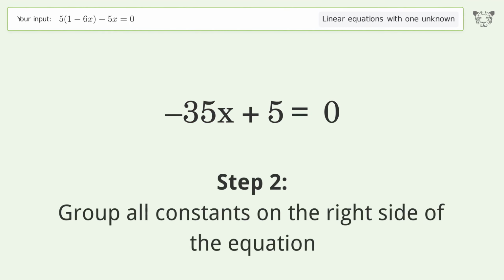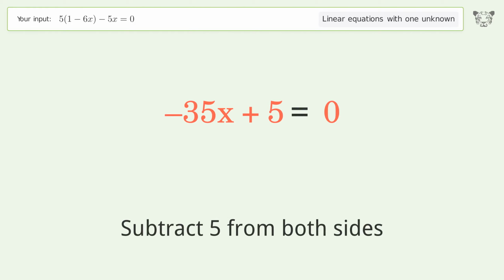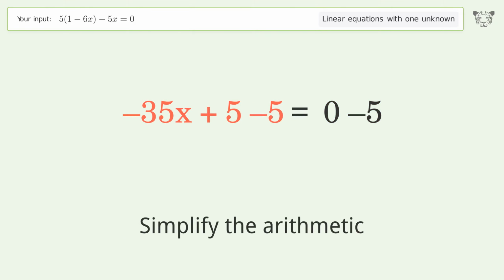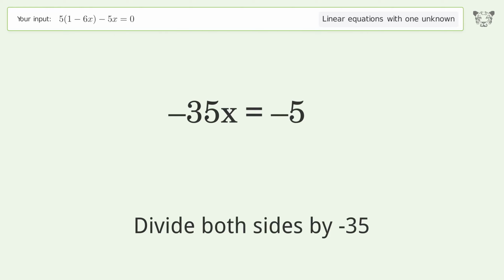Group all constants on the right side of the equation. Subtract 5 from both sides. Simplify the arithmetic. Isolate the x. Divide both sides by -35.